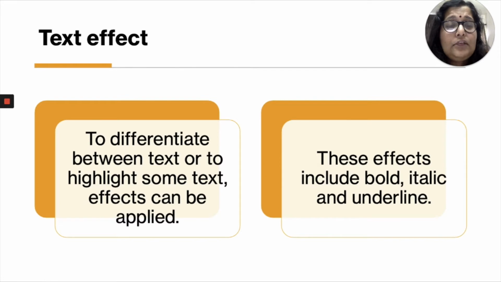These effects include bold, italic, and underline. The text effect heading here is bolded. Bolded means made darker. So you can either bold the text or make it italics. Italics means make the text slanted. And underline, I think you know. Drawing a line under the given text.